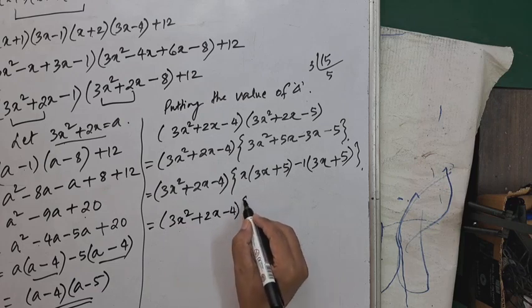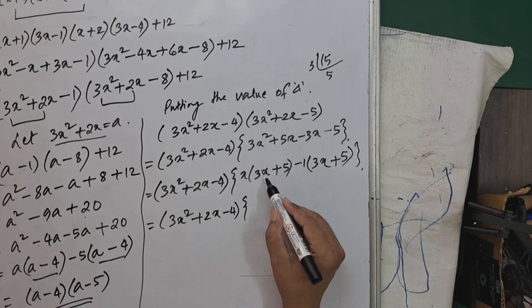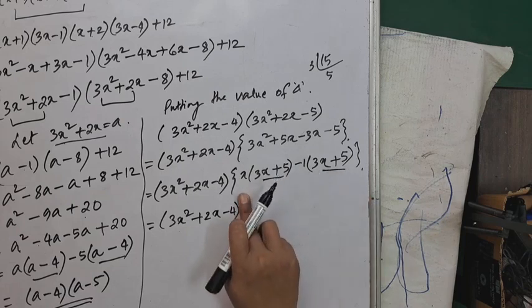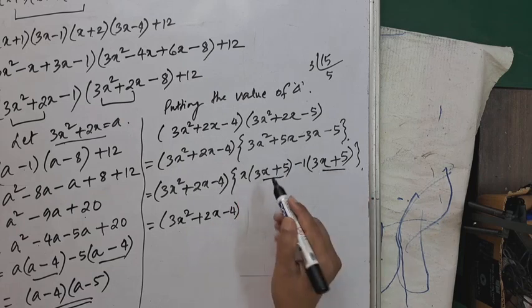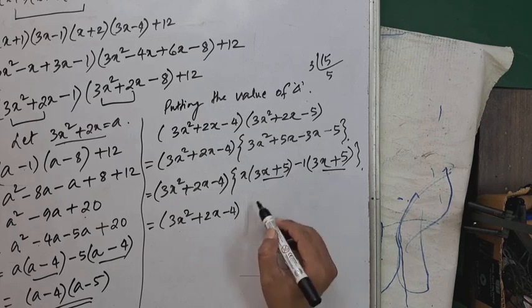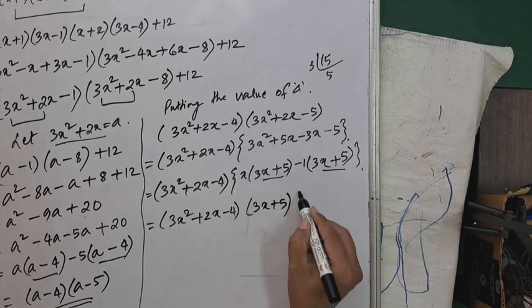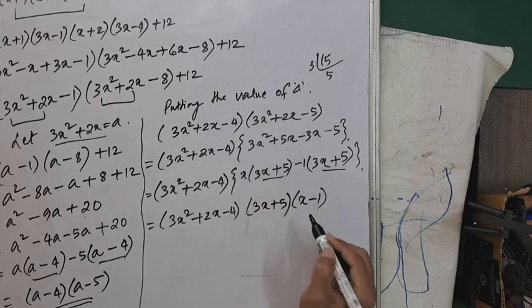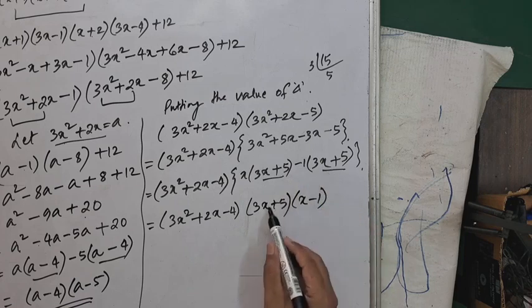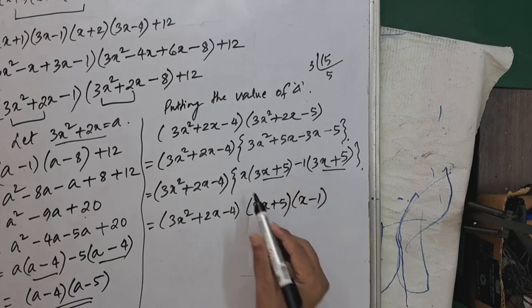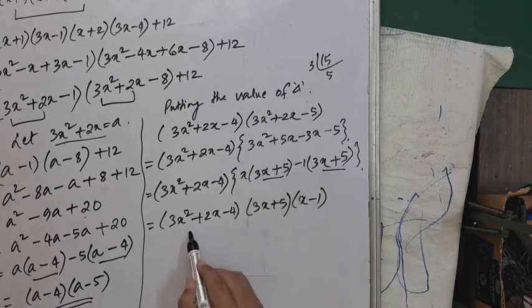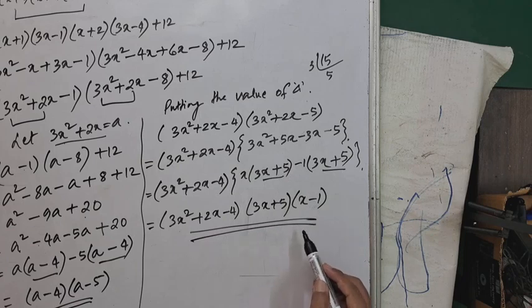And then we can see the common 3x plus 5, isn't it? Let's erase this curly bracket. 3x plus 5 is taken as common. 3x plus 5, and then we have x minus 1. We took 3x plus 5 common, and x minus 1 is here. So this is the solution for question number 2. I hope you got this. Now let's move on to the next question.